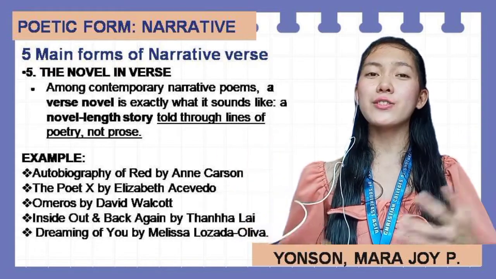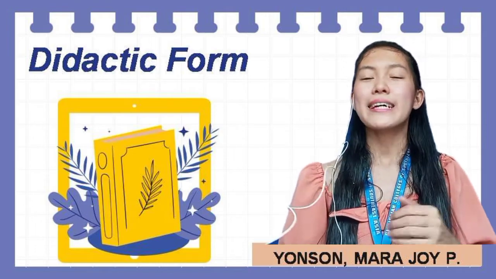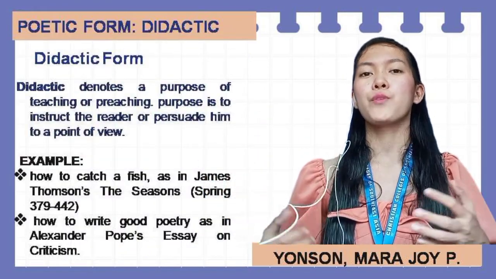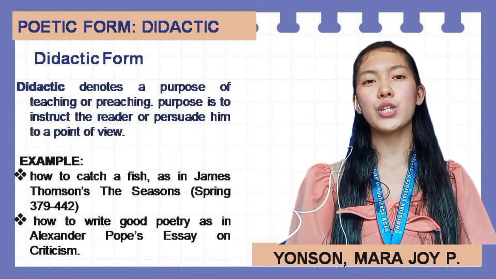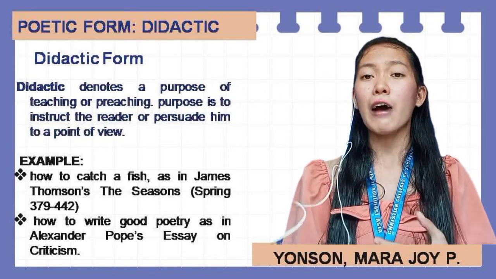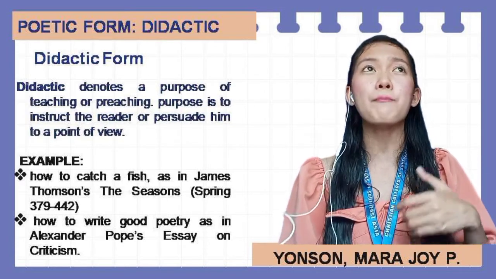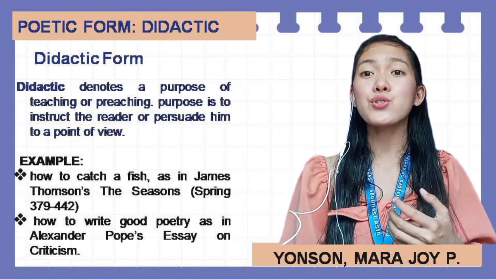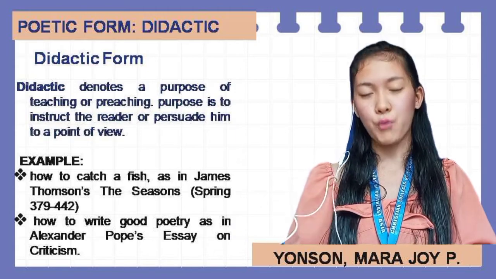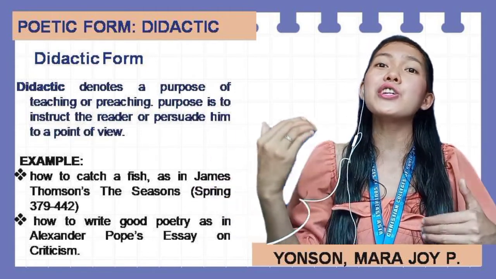And moving on to the last type of poetic form, which is the didactic form. Didactic denotes a purpose of teaching or preaching. Broadly speaking, most literature is didactic inasmuch as it has something to say. However, in this particular form, the primary purpose is to instruct the reader or persuade him to a point of view. So it means it has to do with teaching something.